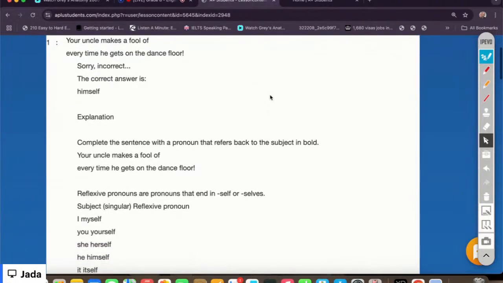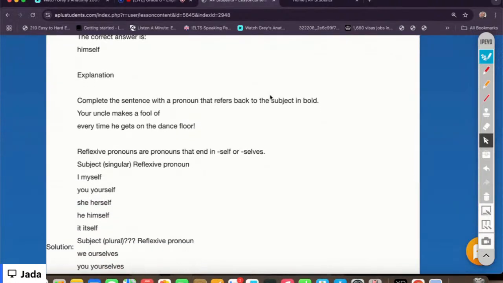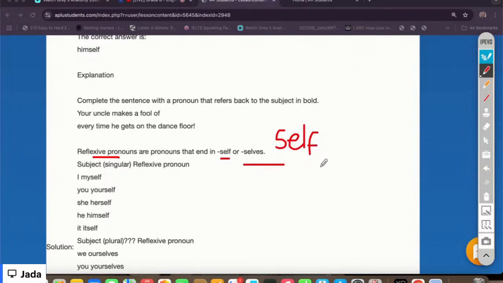Okay, so reflexive pronouns. They are pronouns that end with self or selves. So whenever you see a pronoun ending with self, like this, or selves, that is a reflexive pronoun.